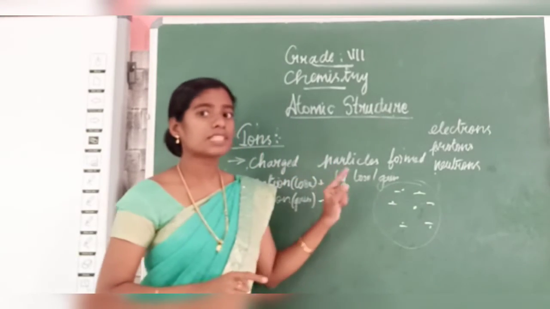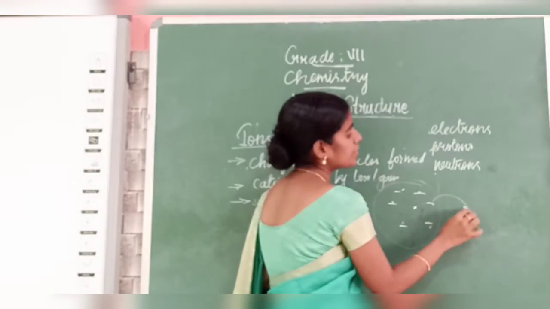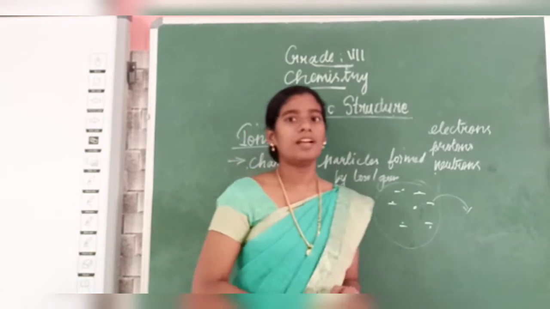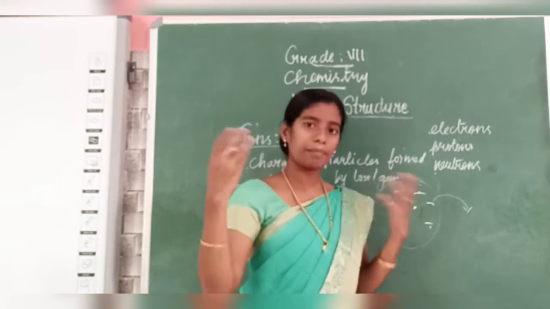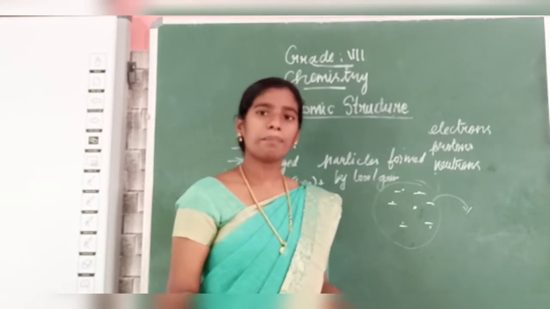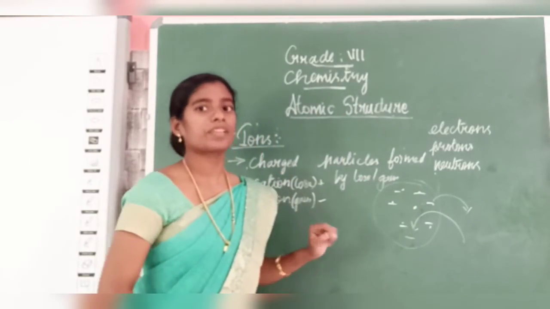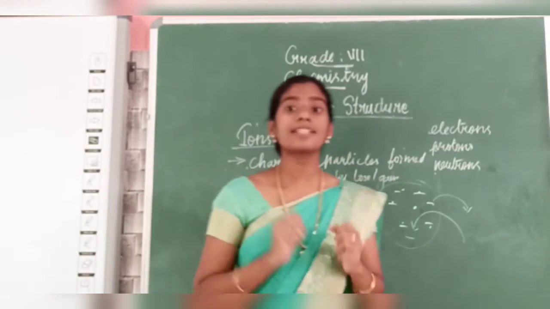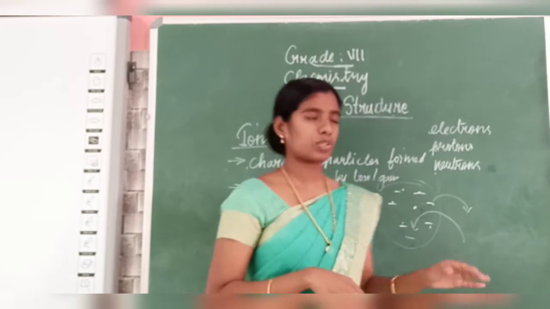When one electron is lost, it is lost for some reason. It may be for combining with other elements, or in some other reactions one electron is lost, or by some means one electron is added. An atom becomes a charged particle by losing or gaining an electron.